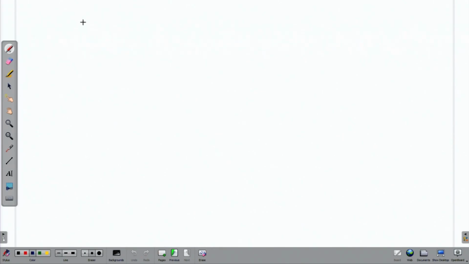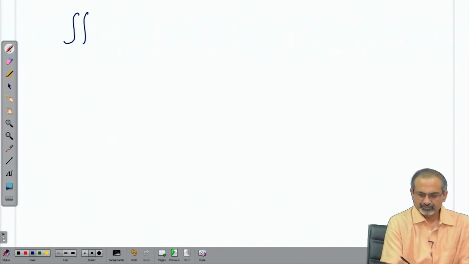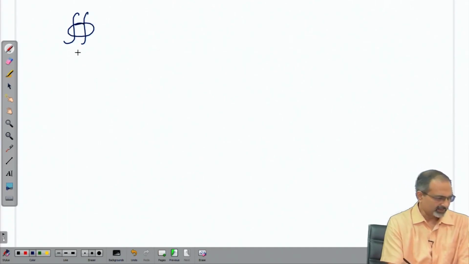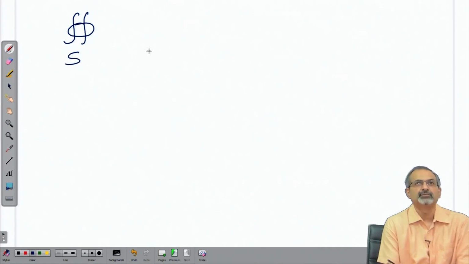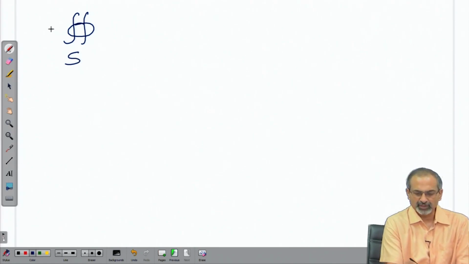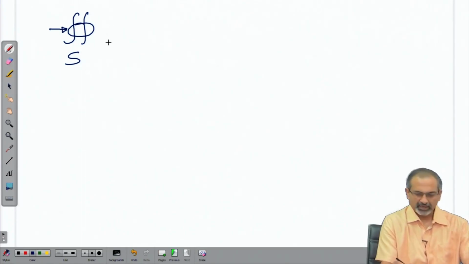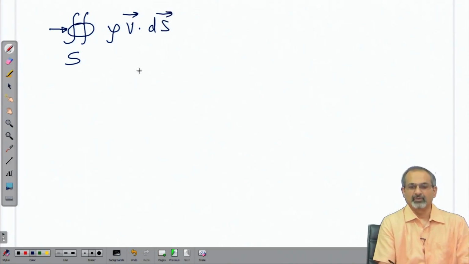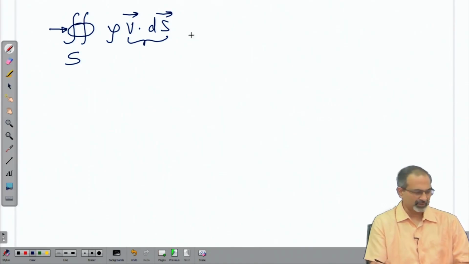Let us try to integrate the mass flow over the entire surface. It is a closed surface, as we saw, the control volume has a closed surface, and therefore we have to include this closed surface symbol when we do the integration. And what do we integrate? We integrate rho v dot dS. This is a dot product, and therefore you will have a scalar coming out of it.